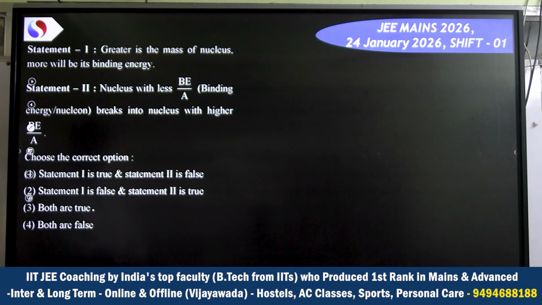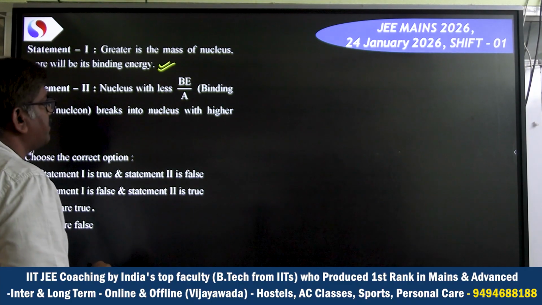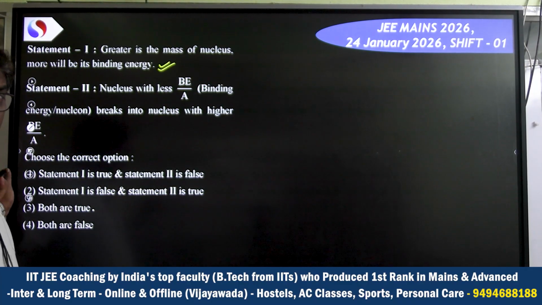Greater is the mass of the nucleus, more will be its binding energy. Correct? Absolutely correct. Greater is the mass of the nucleus, more is the binding energy. Binding energy means the energy required to disassemble all the nucleons separately, right? So this is absolutely correct. More is the mass, more is the binding energy. I am talking about binding energy, not binding energy per nucleon.